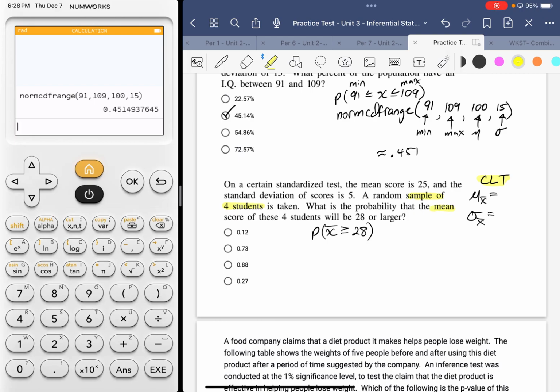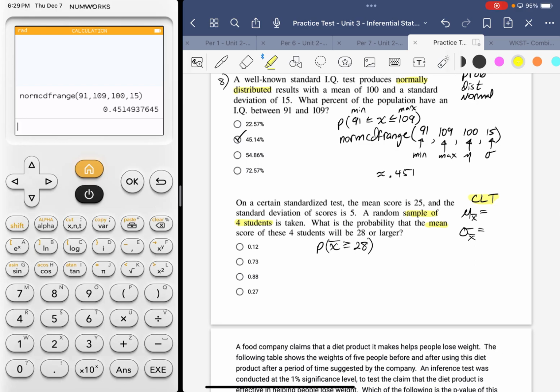To contrast that with the one before it, that one didn't ask about anything more than a single individual from the population, not a group of individuals. It asked what percent of the population has an IQ between these numbers, so the probability that an individual value would be between 91 and 109. Whereas in this one, we're looking for the average of a group. Now, mu sub X bar, by definition, is equal to whatever the mu is, and sigma sub X bar is sigma over the square root of n.